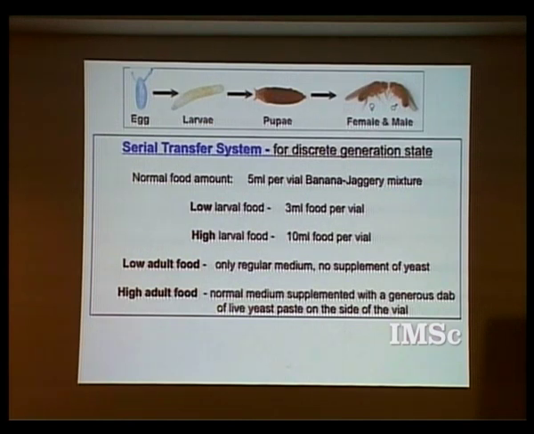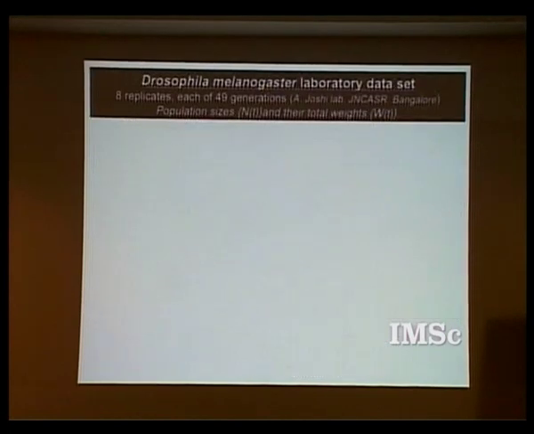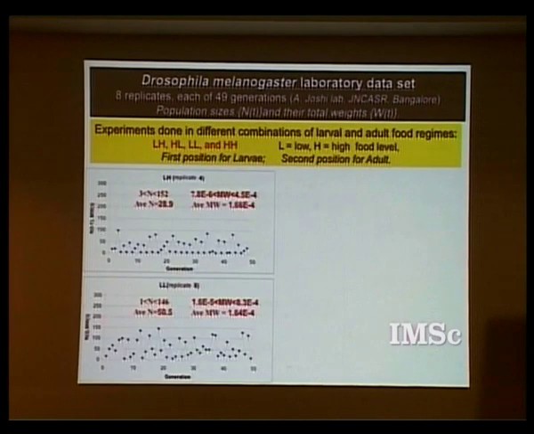So what do you get? As you can see, one of the parameters that one takes depends a lot on which lab you are working in, because even if they are all Drosophila, a particular species, because of the way they are grown, they have very different parameter values. This is one value that I showed you. So how is the data set? Let's look at the data set.